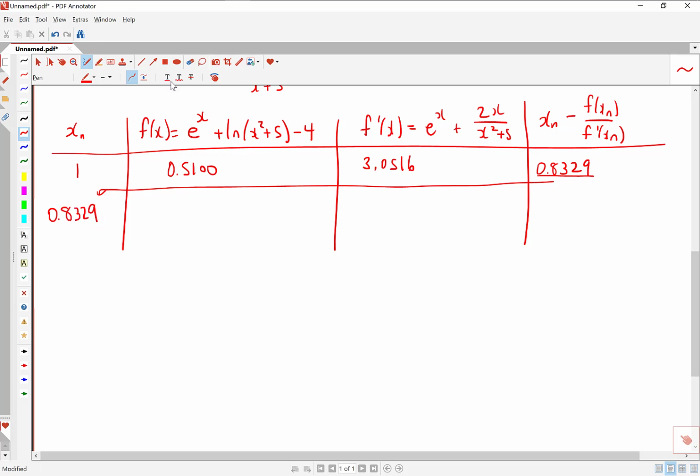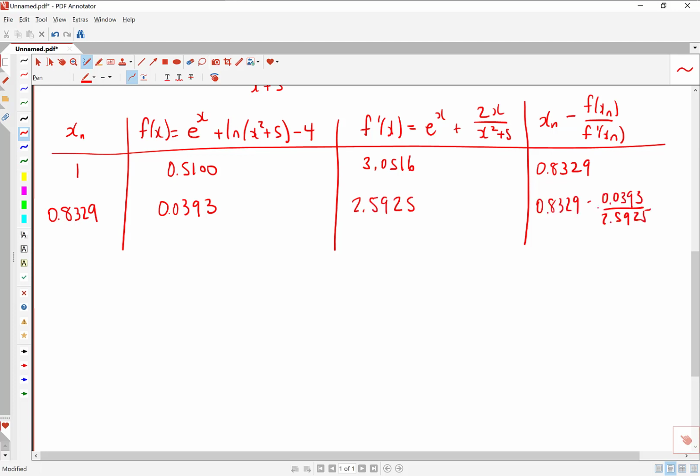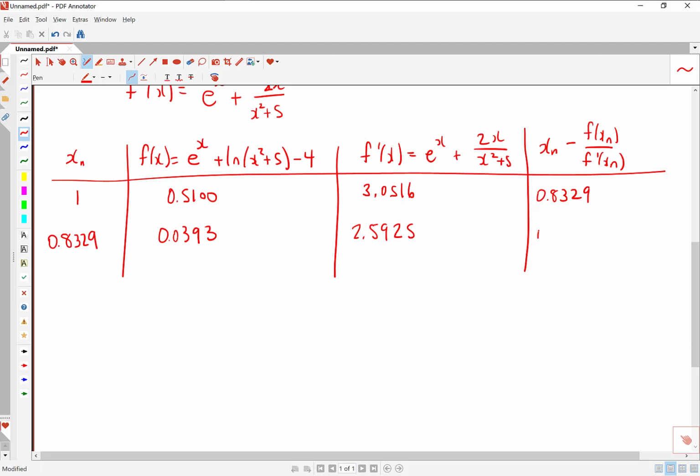So you just bring this over here and start the process over again. So 0.8329. Okay, let's try another step here. So taking our 0.8329, putting into our function, you can check that you get 0.0393. And you can also check that when you take your 0.8329 and put it into your derivative, you get 2.5925. That's what it would look like when you put it into your calculator. And we can just work out what that is to 4 decimal places. So that comes out to 0.8177.